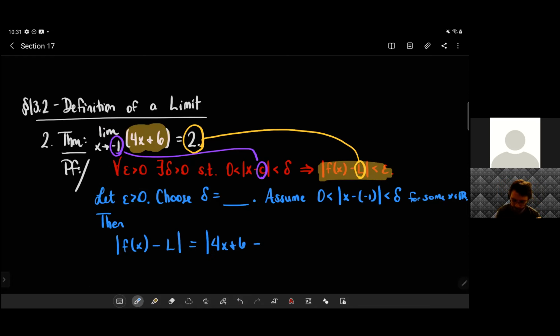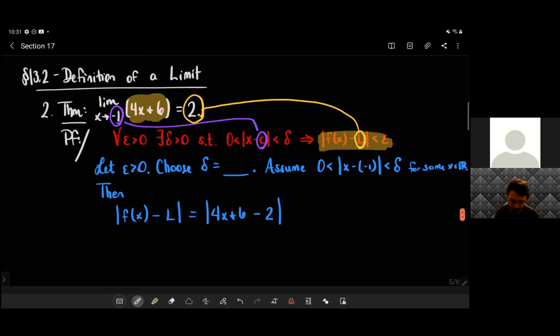We know what L is. L is 2. So just plug everything in. What does this look like? Well, that's 4x plus 4. And you might look at that and think, oh, that's nice. I could probably simplify that.